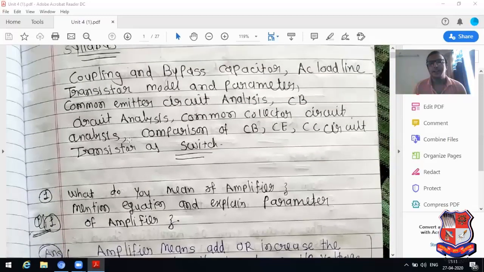So these are the basic topics that are required for the completion of the syllabus. That's why I have put this particular topic here. And then we switch over to the first topic.